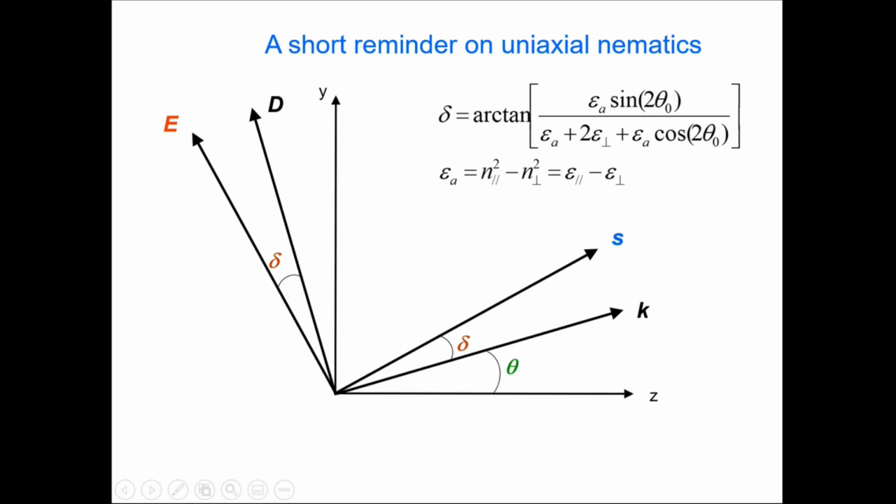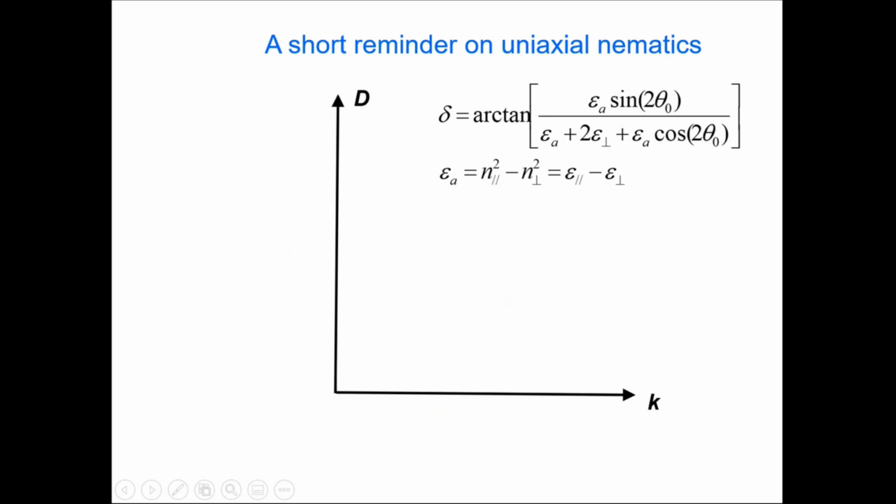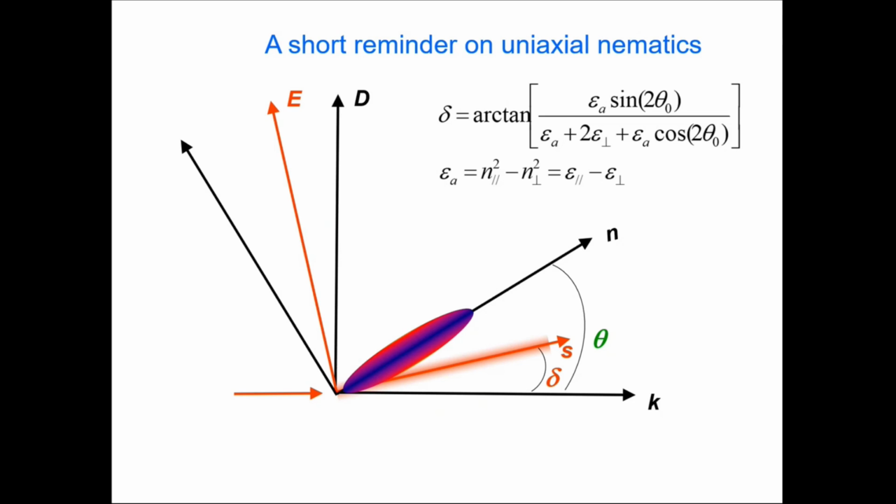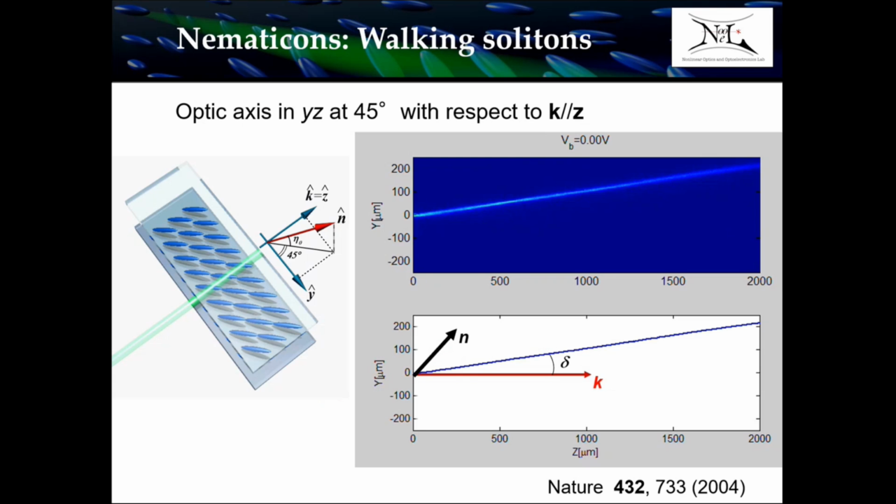Okay, and then finally I'll skip this one. Maybe not. This is walk-off. You have walk-off, for the direction of propagation of the soliton depends on the position of the optic axis, but I'm running out of time, so let me skip this. Okay, here.